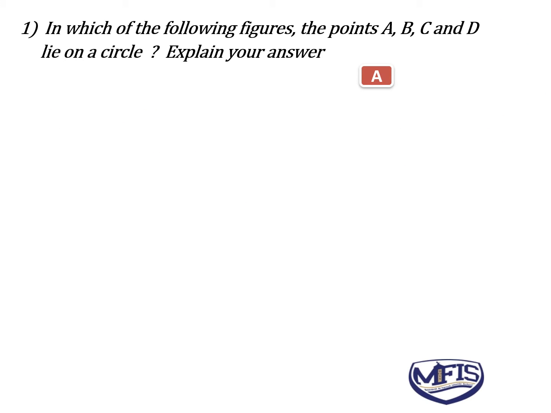Okay, example number 1. In which of the following figures do the points A, B, C, and D lie on a circle? Then explain your answer. We have EA 5 centimeter and EB 20 centimeter. So we will multiply EA by EB and compare with EC times ED. If they are equal, then A, B, C, and D lie on a circle.